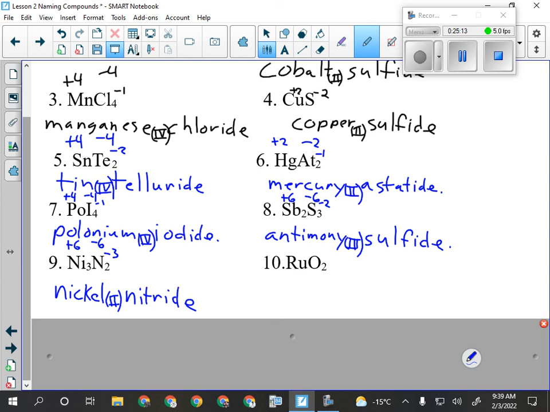Okay, and then for number 10, we've got ruthenium and oxygen, so this will be ruthenium oxide. Every oxygen is -2, and there are 2 of them, so that's 4 negatives. So that means the charge on ruthenium must be... Everybody all right with that?